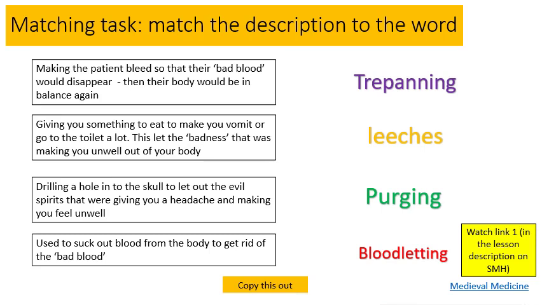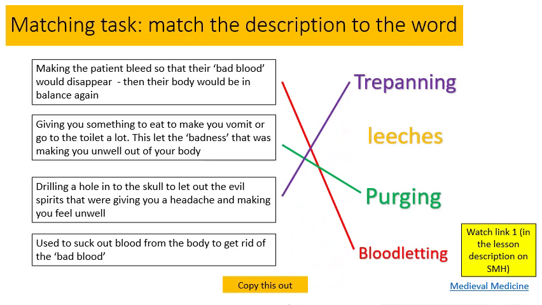All right, so you can see there we have got our 4 descriptions and the words, and we're going to match them up. So we have got the first one, bloodletting, making the patient bleed so that their bad blood would disappear and then their body would be in balance again. Purging, giving you something to eat to make you vomit or to go to the toilet a lot, and this let the badness that was making you unwell out of your body.